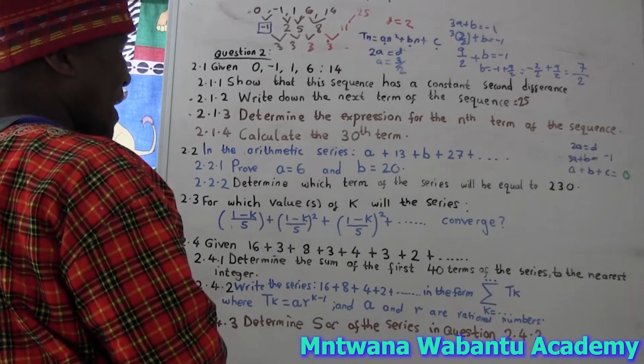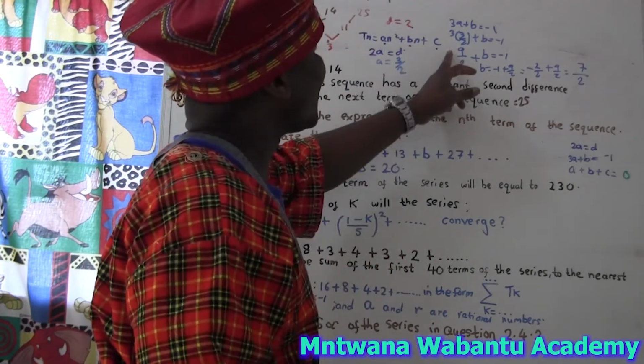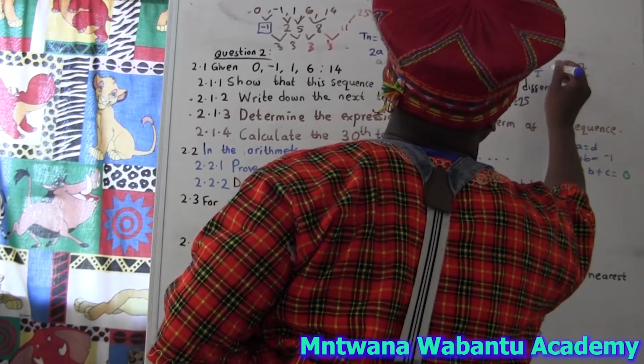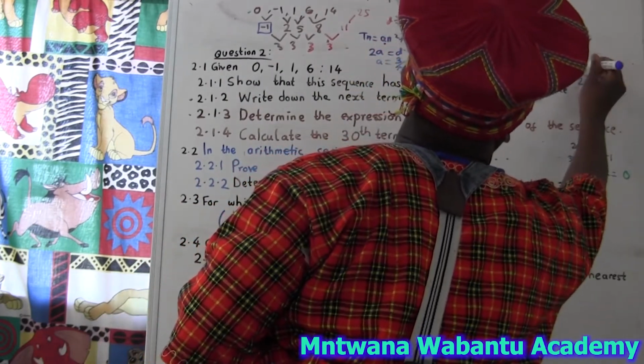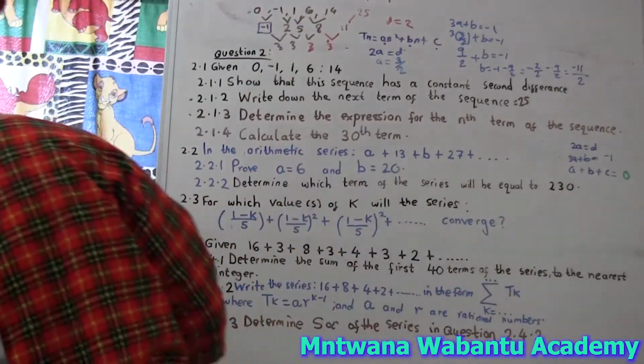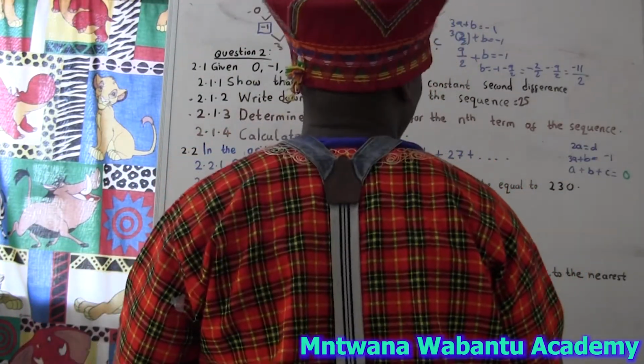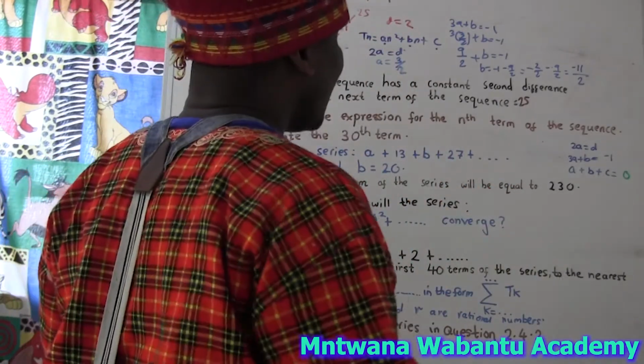Oh no, I think it's a math mistake here. Look, when this one goes over, it's going to become negative. So this must be minus, so this is going to be -11 over 2. So we have an A, we have a B. Now we're going to get C. I'm going to use that formula.